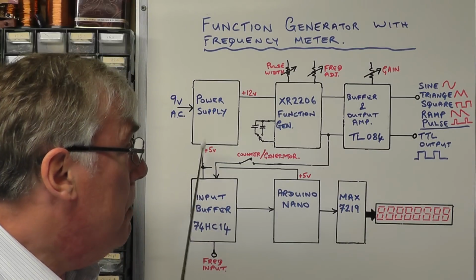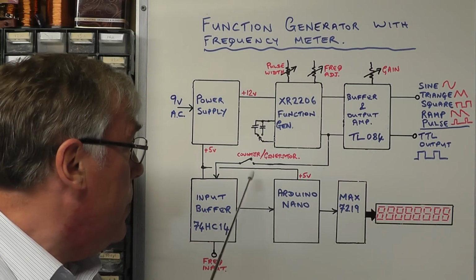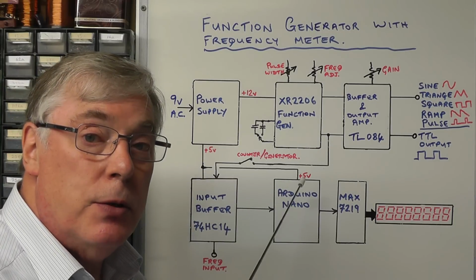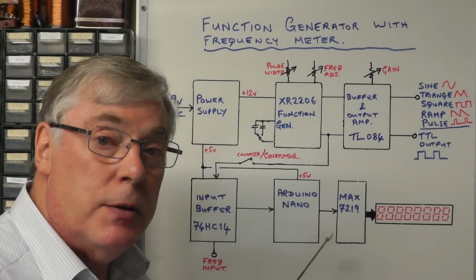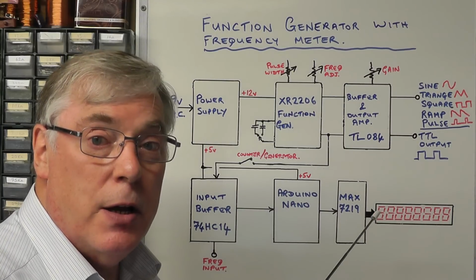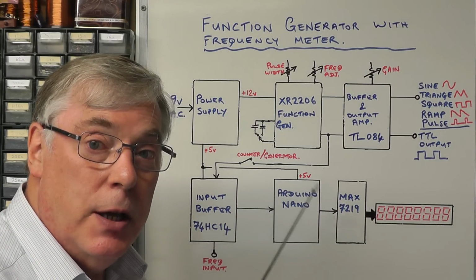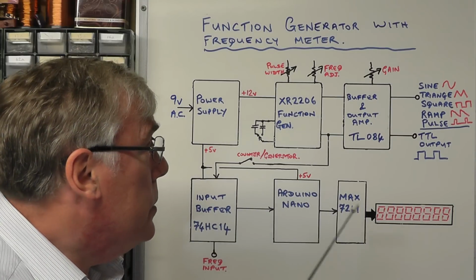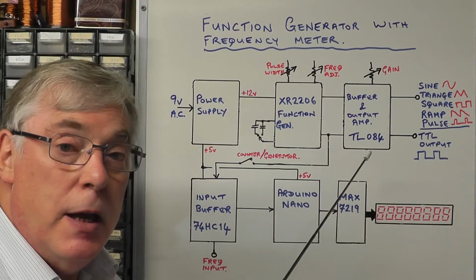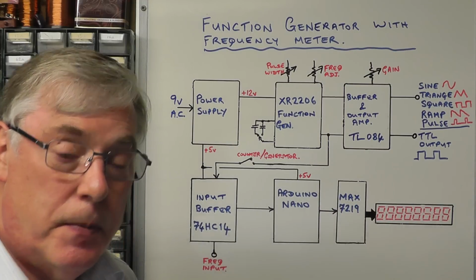So that's the basic circuit. One option that we could do is put a switch in which will allow us to either use the frequency counter for the internal reading of the oscillator, or as an external input to measure frequencies external to the function generator. So that's the overview of the project today. Let's have a look in more detail at each section.